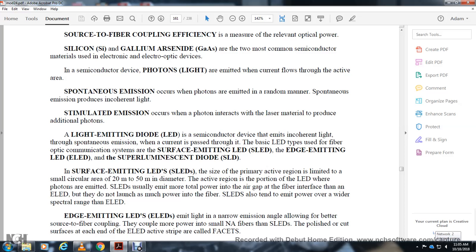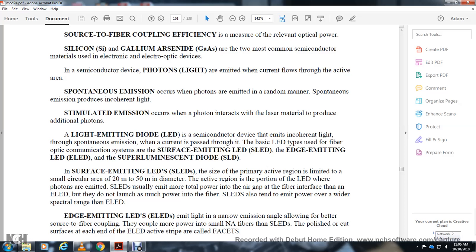The basic light emitting diodes used in fiber optic communications are surface light emitting diodes, edge emitting light diodes, and superluminescent diodes. In surface light emitting diodes, the primary active region is limited to a small circle, 20 to 50 micrometers in diameter. The active region is the portion of the LED where the photons are emitted. Surface light emitting diodes usually emit more total power, but with the air gap at the fiber interface, the edge light emitting diode can launch much more power into the fiber.